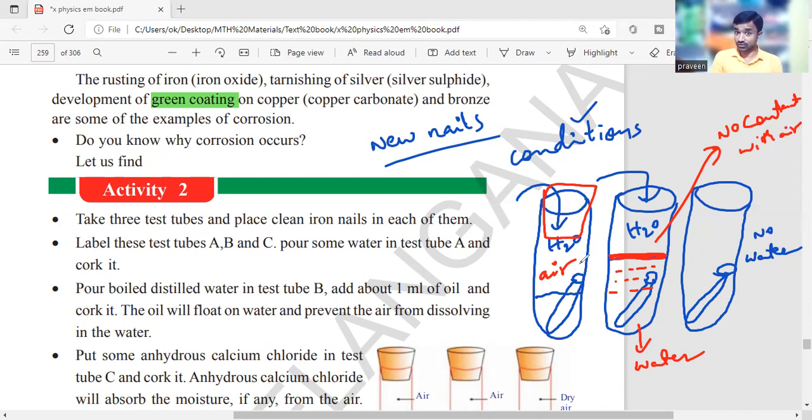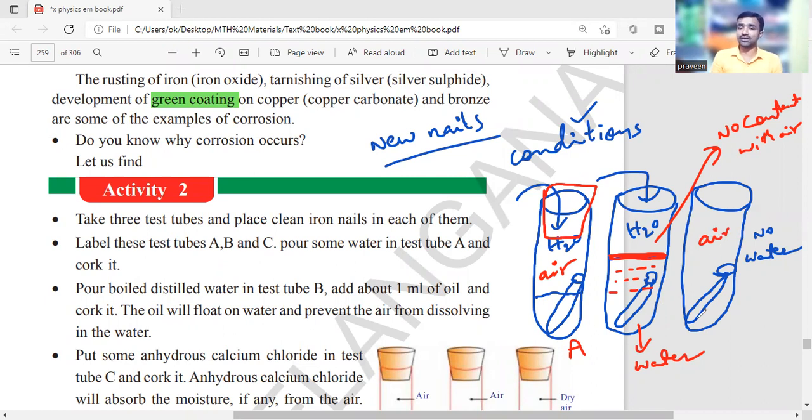So I created different conditions here. First, test tube A is creating conditions in which the nail is in contact with both mediums, water and the air. Then in the second one, the nail is allowed to come in contact with the water only. In the third one, you have no water, air is there. That air also may contain water vapor.